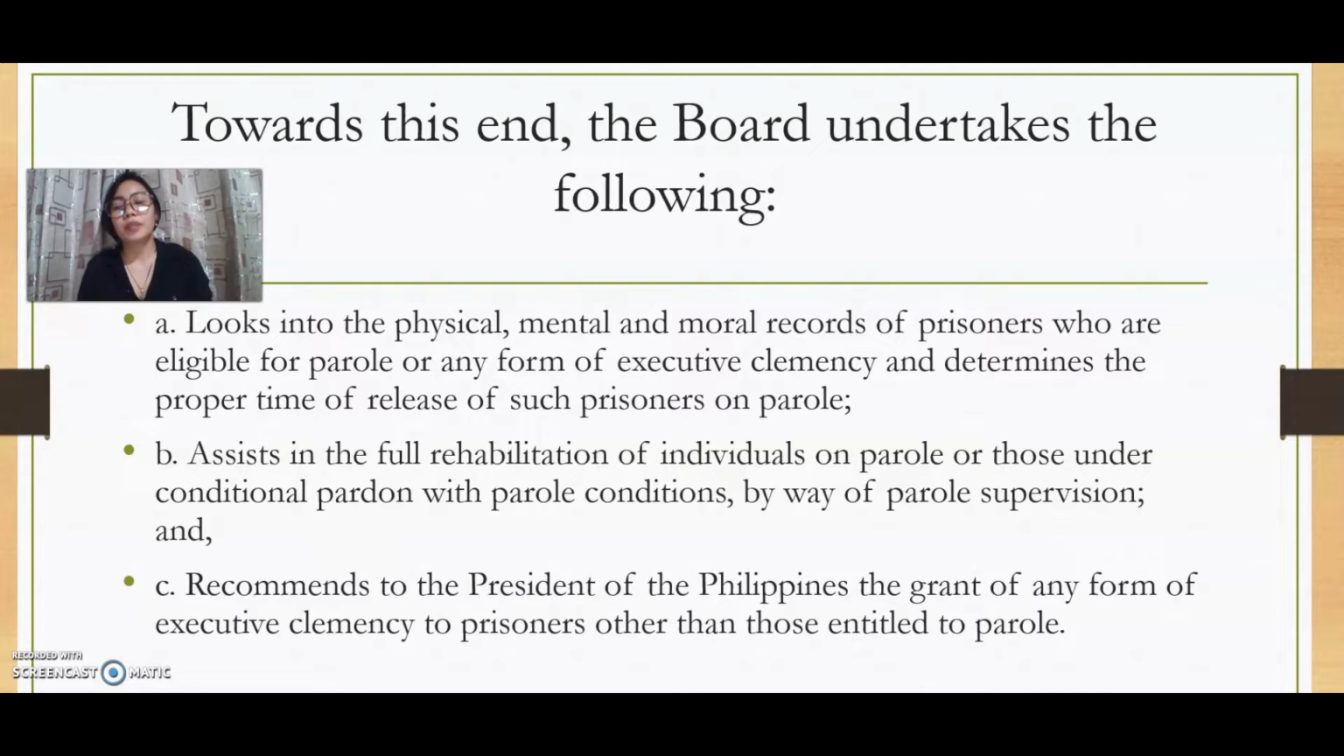And next is C, recommend to the President of the Philippines the grant of any form of executive clemency to prisoners other than those entitled to parole. So the President has the privilege to recommend prisoners to be granted parole or any form of executive clemency. So these are what the board undertakes for the prisoners to avail of parole and pardon.